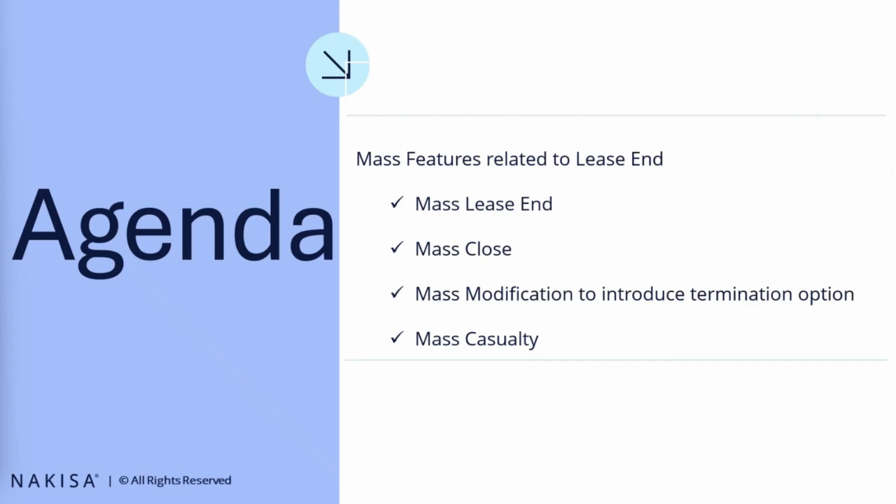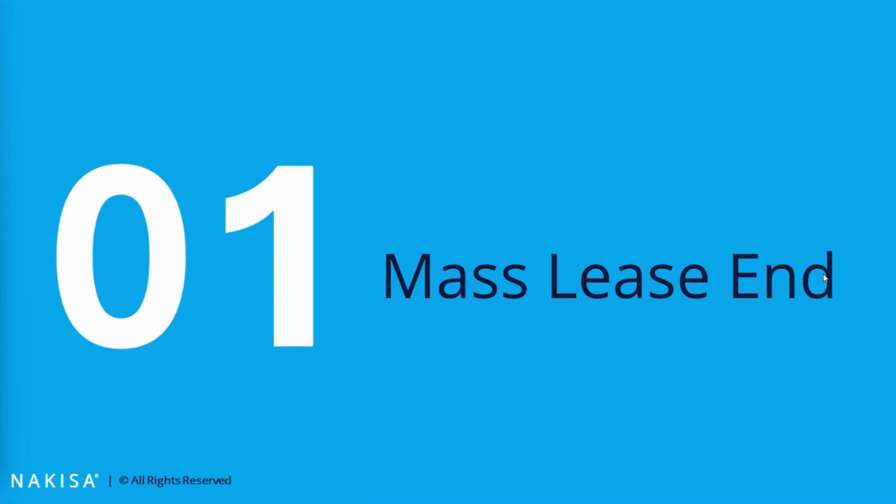So last time we looked at different types of lease, and so I thought this time why don't we just go through the mass lease, mass functionality. So mass lease end, mass close, mass modification to introduce the termination option, and mass casualty. Let's start with mass lease end.